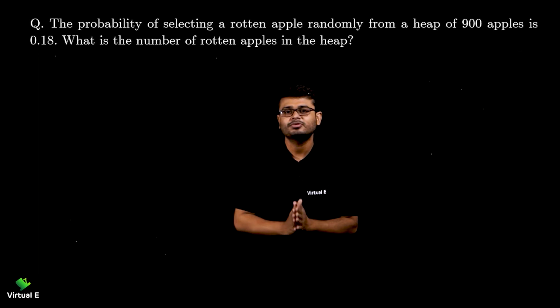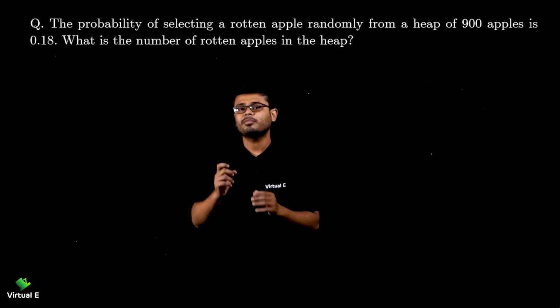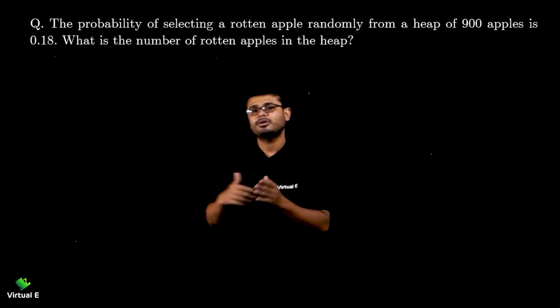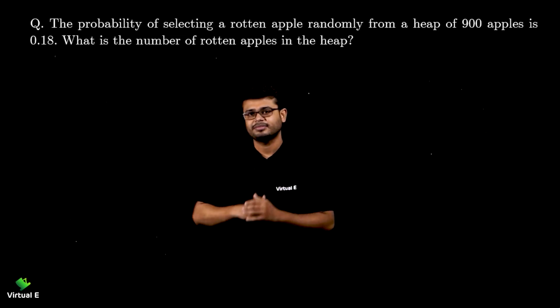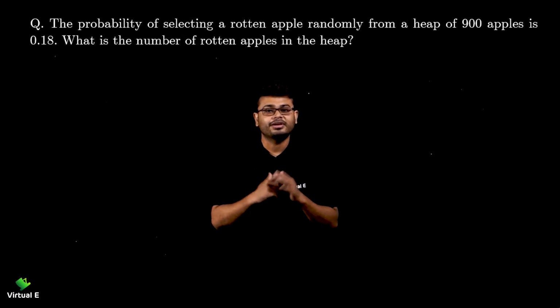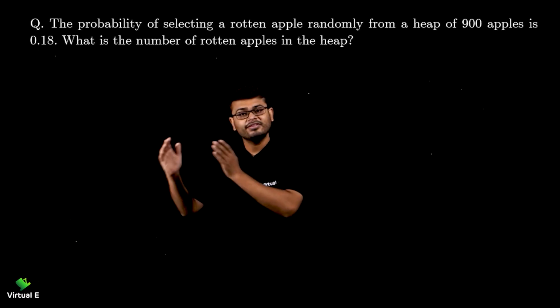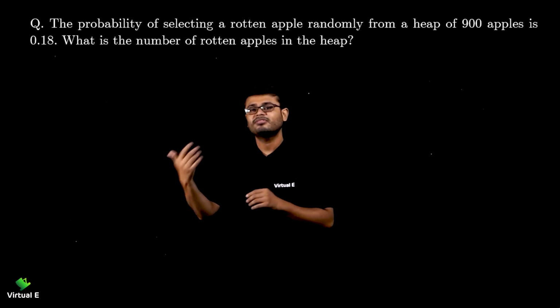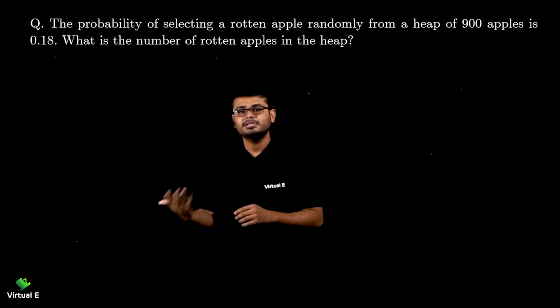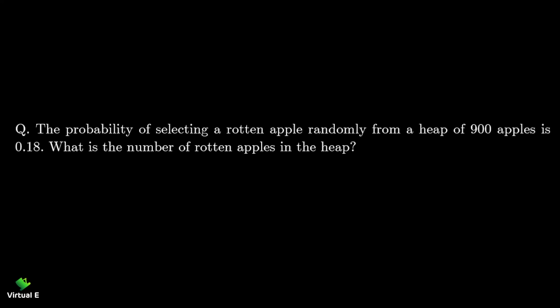So far we discussed questions on how to find the probability of a particular event, like about dice, about coins, etc. Now we are going to do something different. We have the probability given in the question. We need to find the number of favorable outcomes indirectly, like the number of blue balls, number of rotten apples, good apples, like that. Okay, let's start with the question.